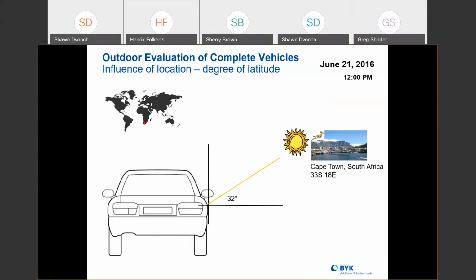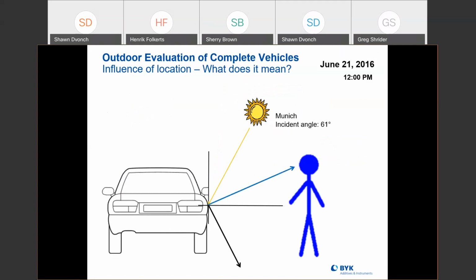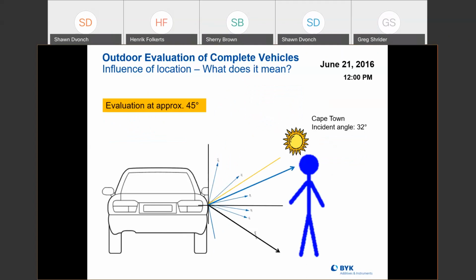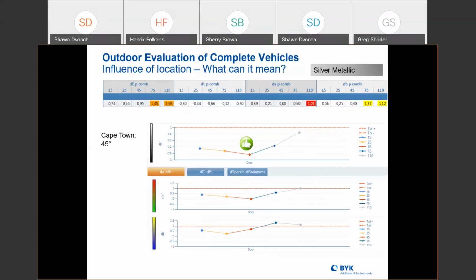So what does this mean? If I'm in Munich, I'm looking at the 75-degree angle. If I'm in Shanghai, I'm looking at the 110 angle, and if I'm in Cape Town, I'm looking at the 45 angle. So if I had the same vehicle in all these 3 locations, the same day, same time, everything the same: if I'm in Cape Town, I think the car is good. If I'm in Munich, I think it's okay, but needs improvement. And if I'm in Shanghai, I'm like, I don't like this car. I don't want to ship it. So this is also something that's important, where you are in the world.